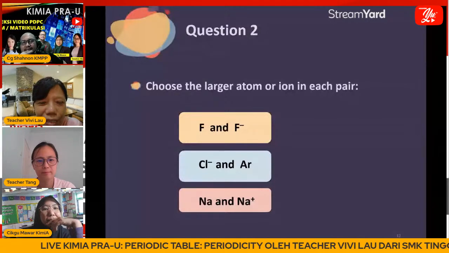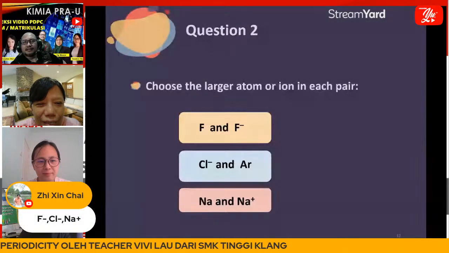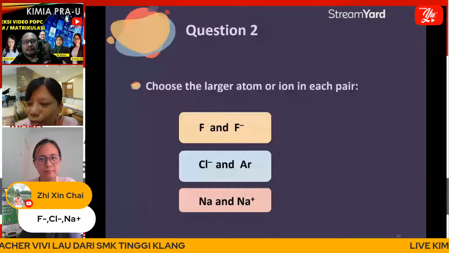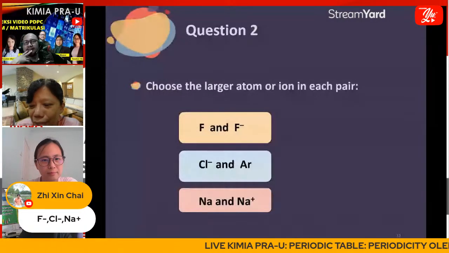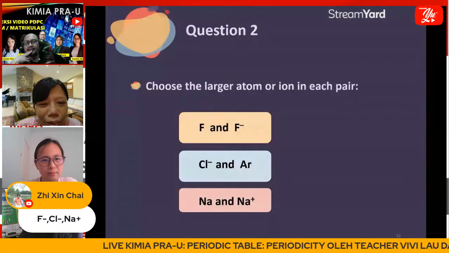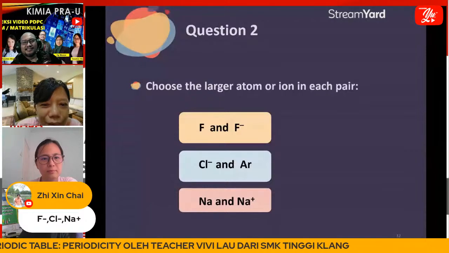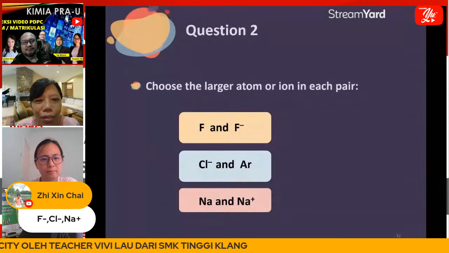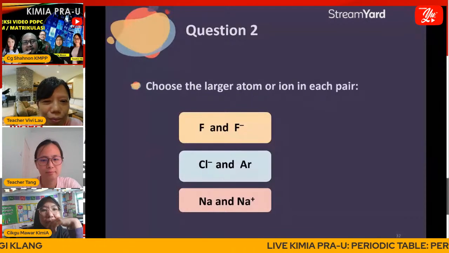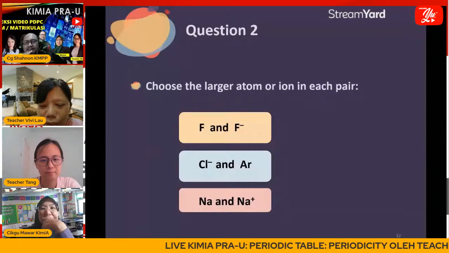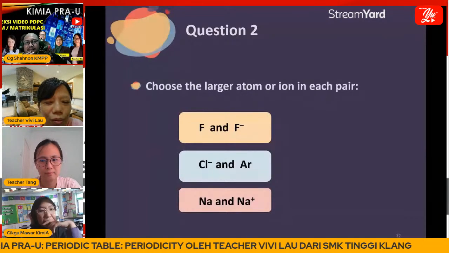Yeah, Z Chinchay, what answer? So we got one answer. F minus, okay, Cl minus, correct. Na plus, so Na plus is wrong. Should be Na, because Na becomes smaller as an ion. So the other answers are correct. So fluoride ion is correct. Fluoride ion is bigger than argon. Then the third one, because we choose the larger one, you have to choose sodium metal.